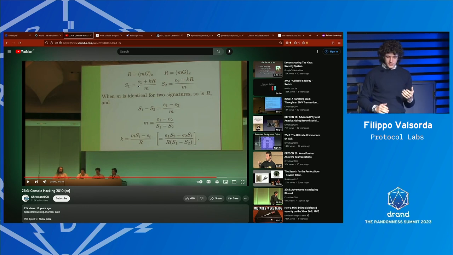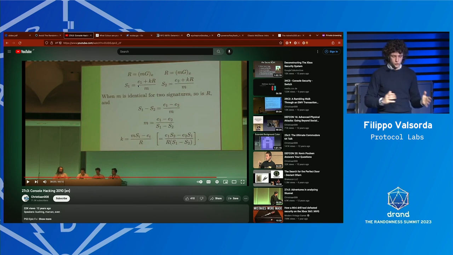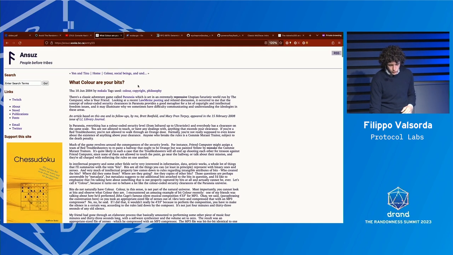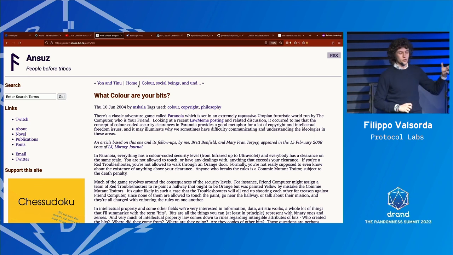What did ECDSA do wrong to lead to this outcome? We're going to look at this from two sides. One is the properties it wanted from randomness, and one is the form in which it takes randomness. So we're going to start with the properties. And for that, I'm going to paraphrase a bit this famous article, which you might have read, "What Color Are Your Bits?"